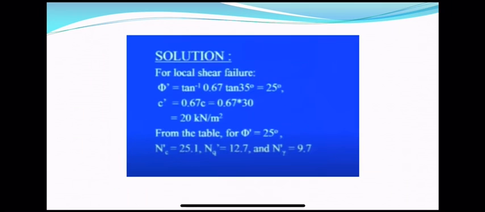Using those values here, we obtain phi dash equal to 25 degrees and C dash as 20 kilonewton per meter square. Now from the table for phi dash equal to 25 degrees, we can find the bearing capacity factors for the local shear failure case, given as NC dash, NQ dash and N gamma dash. So this is 25.1 as NC dash, 12.7 as NQ dash and 9.7 for N gamma dash.